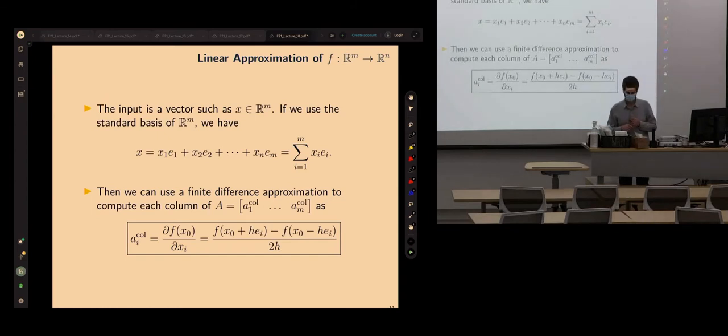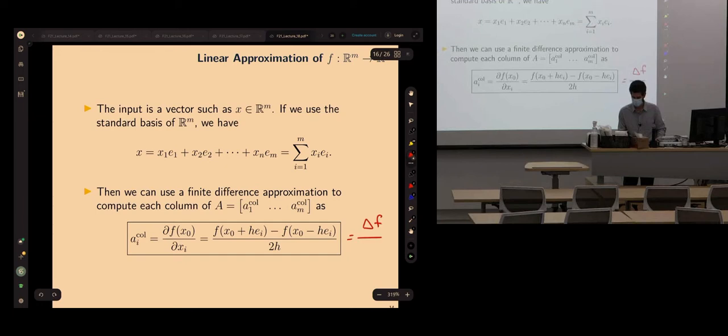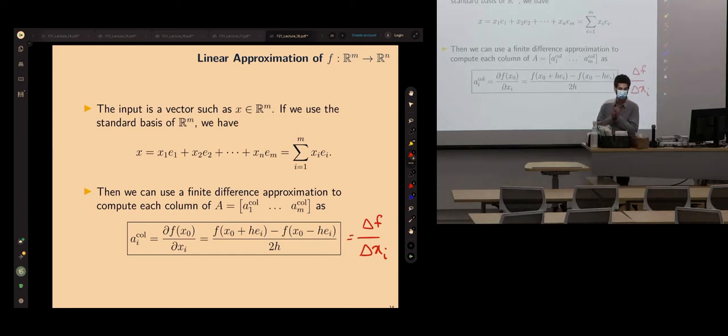So it is very interesting that our linear algebra knowledge of partitioning a matrix into columns and thinking about the column space of our matrix comes into play here, and you can see each column of that matrix A can be approximated using this notion of essentially delta, right? A function can be a vector. So take the function, take its delta.